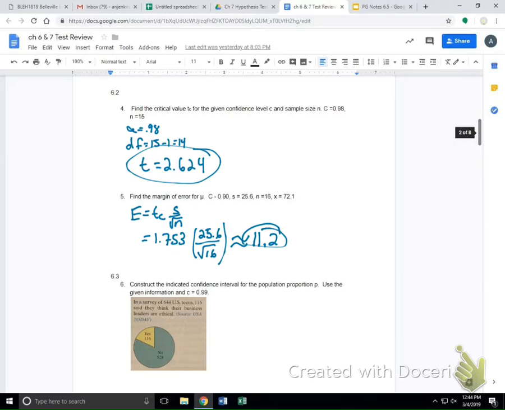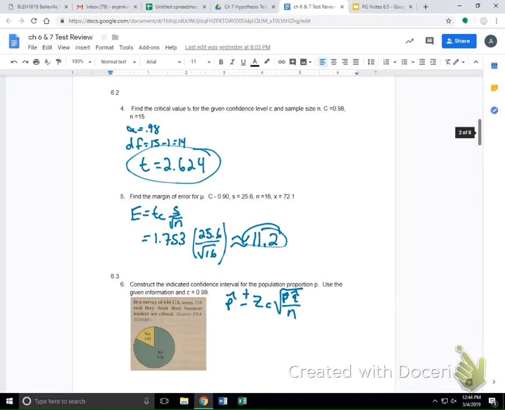And then the last one for this page, we see that we are constructing a confidence interval here. This one gives us a pie chart to work with. You have your P hat plus or minus your critical value times the square root of P hat, Q hat, all over n.